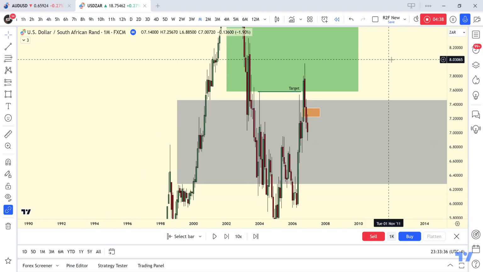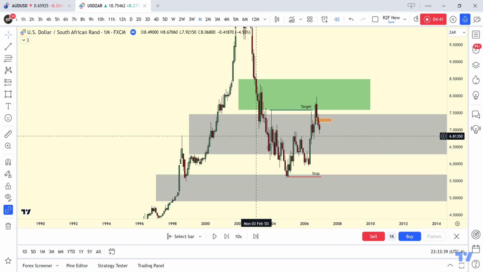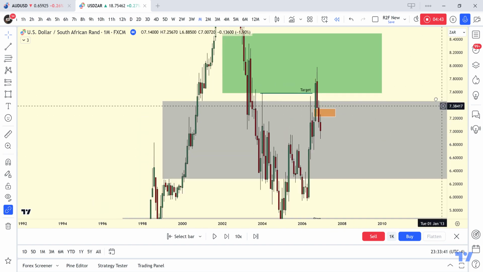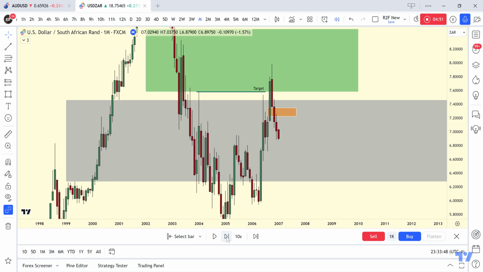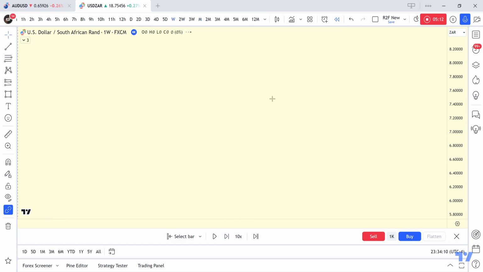But again, this is back in 2006, so things were quite volatile. Now we're at this order block. Let's see, okay, this is as low as I would like it to close. The monthly. So it came in, came down. I want to see what it wants to do. Okay, it looks like it wants to push up.